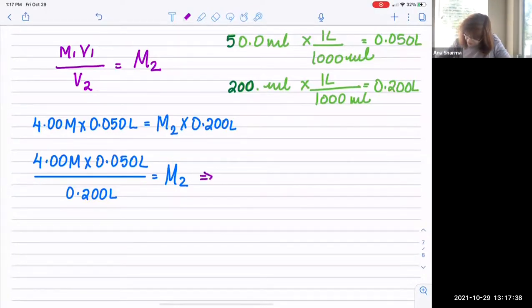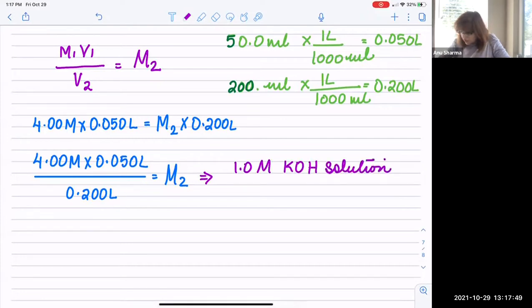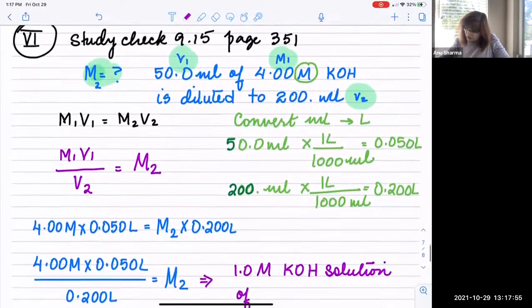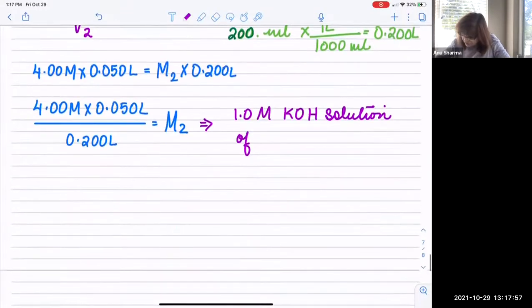So this comes out to be 1.0 molar KOH solution, of the molarity we found out, and of 200 milliliters, exactly 200.0 milliliters. So that's the molarity of this solution.